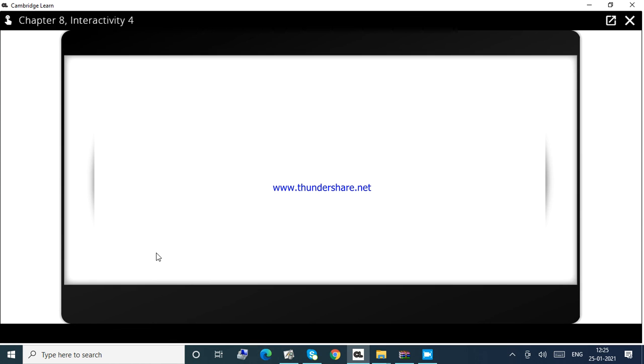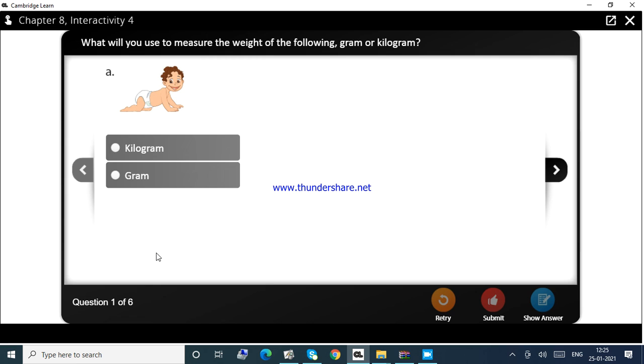Small quantities are measured in milliliter, and large quantities are measured in liter: ml and L. ml means milliliter, and L means liters.